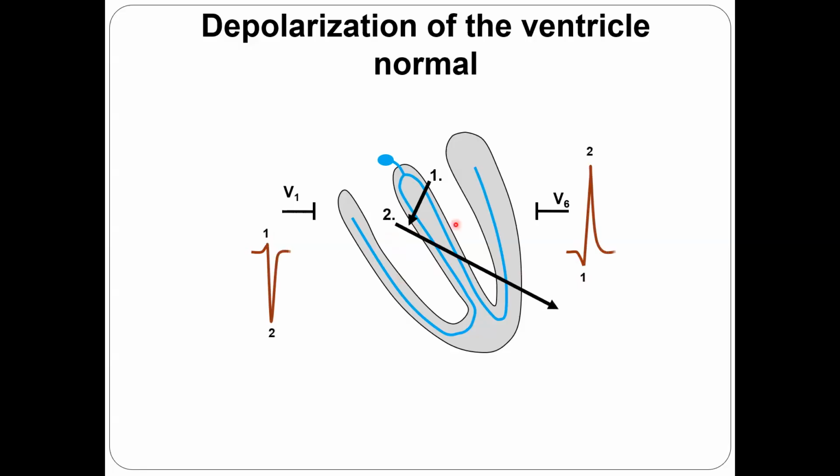Next, the right and the left side are activated simultaneously. However, because the left ventricle is about two and a half times thicker than the right one, and its electric activity is about 10 times higher, the ventricular activation vector points toward the left side. This is why you have a big R wave on the left side and a deep S wave on the right side. So what you see here is an RS in V1 and a QR on the left side.